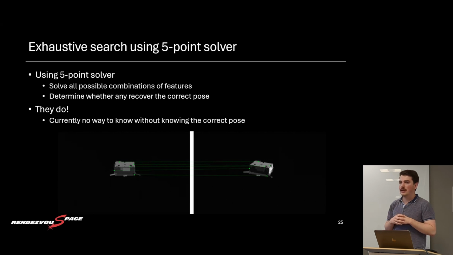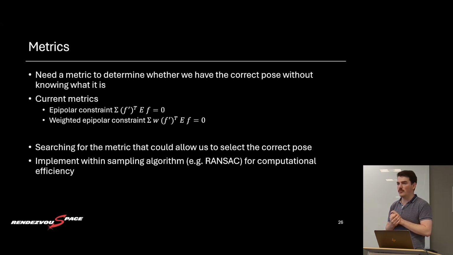But I don't know of a way to determine that that's the correct one, unless I know what the correct pose is. So we need some sort of metric to determine whether or not we have the correct pose without knowing what it is. The 2 current metrics that I can find and that we have developed, so the current one, is the epipolar constraint that I talked about before. When we're estimating the essential matrix, what we'll do is we'll sum over all of those features, and then the closest one that gets us to 0 is the one that OpenCV gives you. There's a little bit of details there, but not super important.